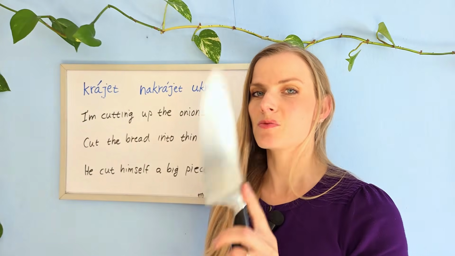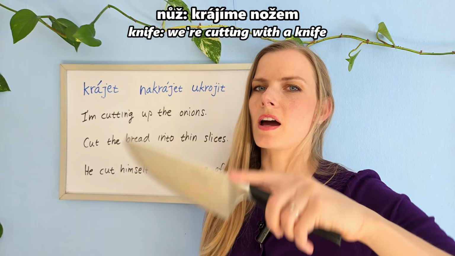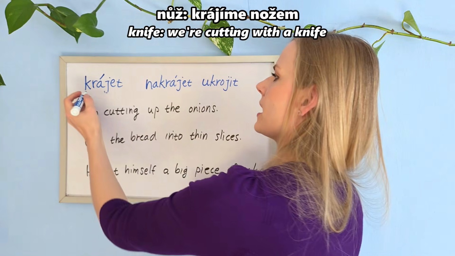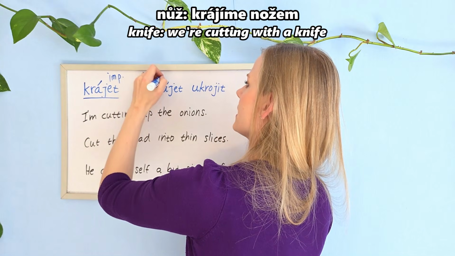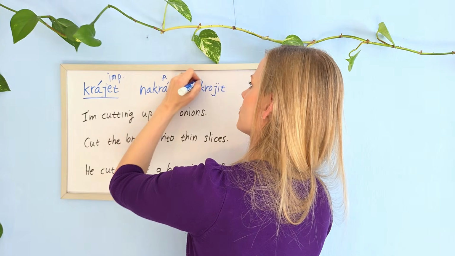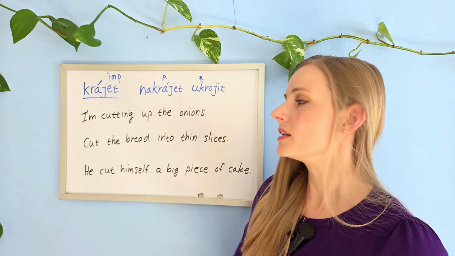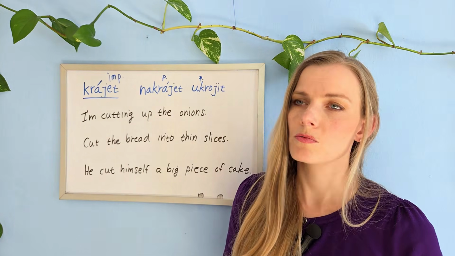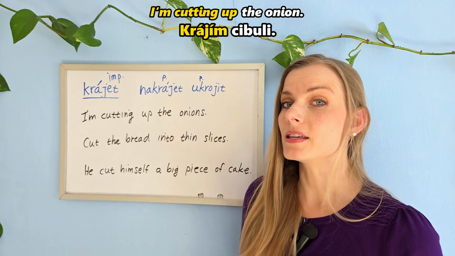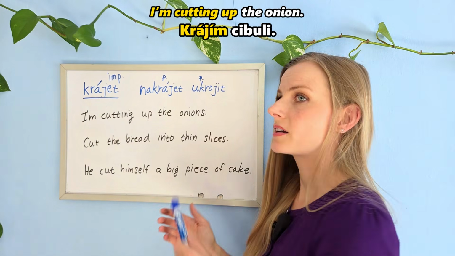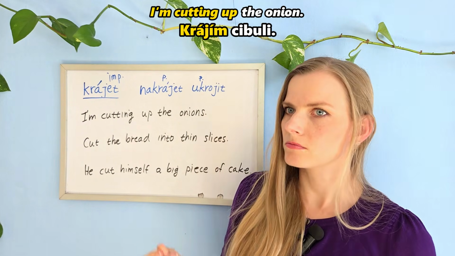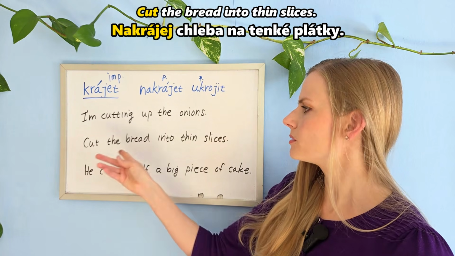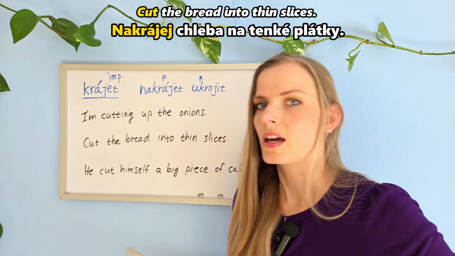Okay, now we're cutting with a knife. Nůž. Krájíme nožem. Krájet is the imperfective verb. Nakrájet and ukrojit are perfective. I'm cutting up the onions. Or chopping, we could also say krájím cibuli. This is actually, I'm cutting up the onion. Krájím cibuli.